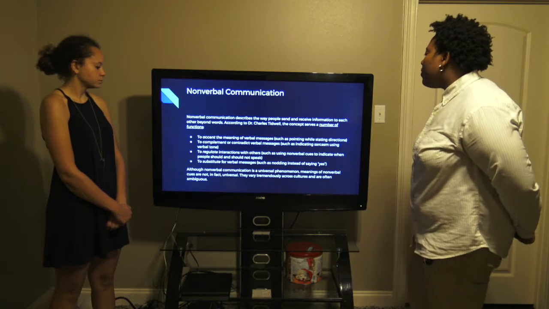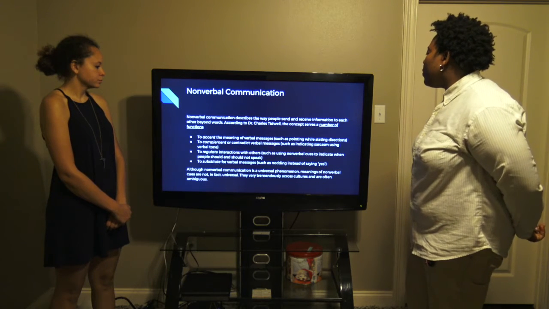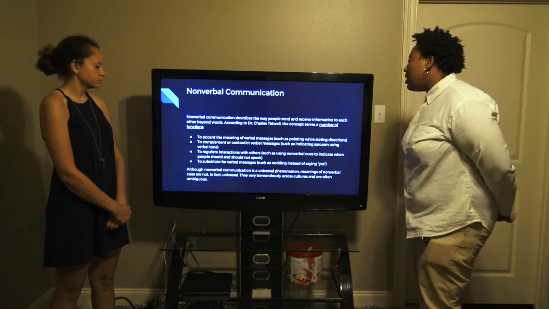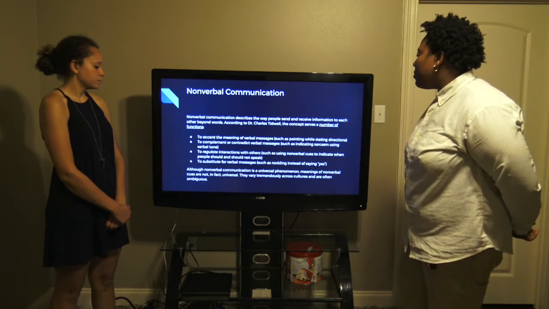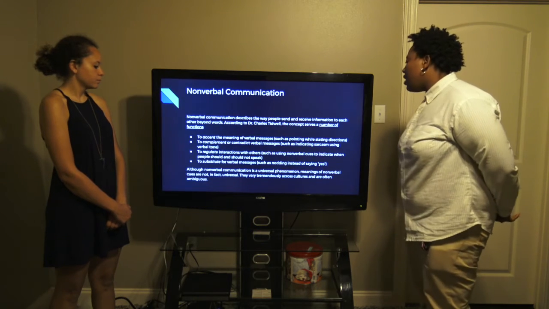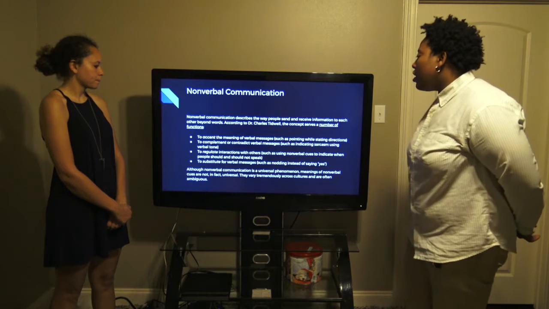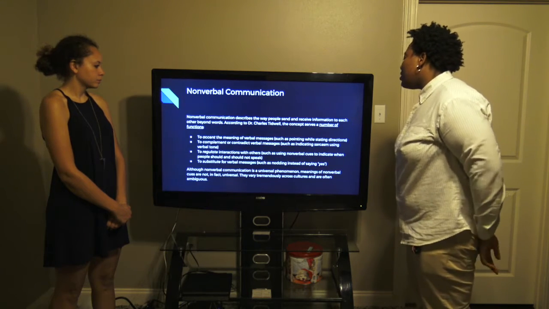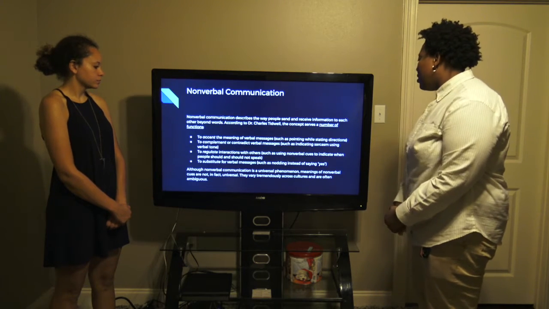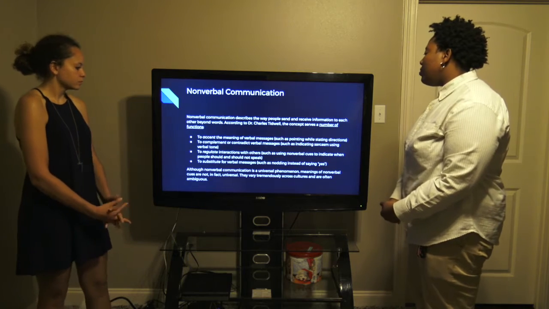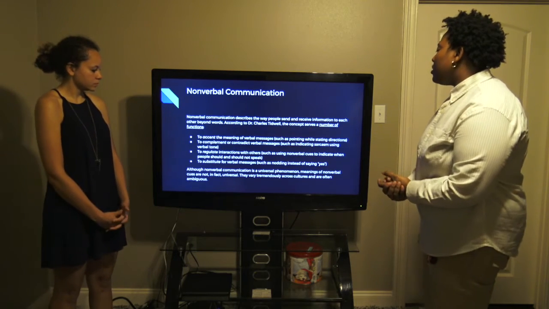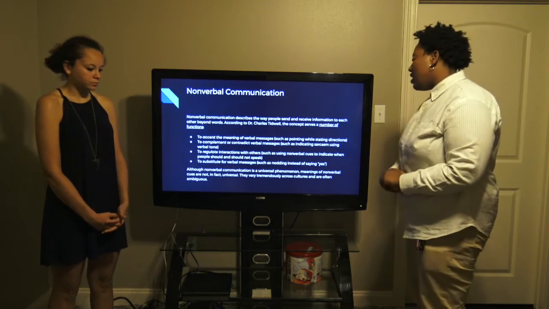To accent the meaning of verbal messages, such as pointing while stating directions. To complement or contradict verbal messages, such as indicating sarcasm using verbal tone. To regulate interactions with others, such as using nonverbal cues to indicate when people should and should not speak. To substitute for verbal messages, such as nodding instead of saying yes.